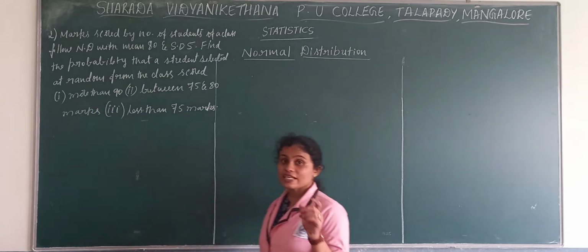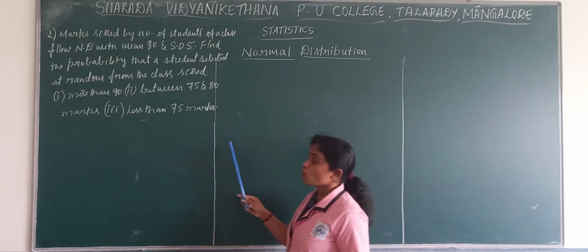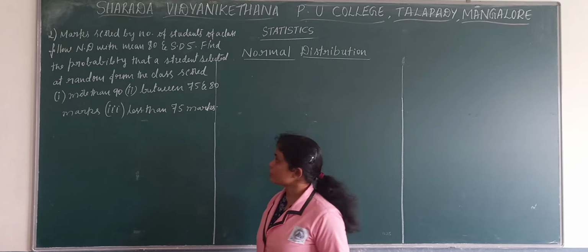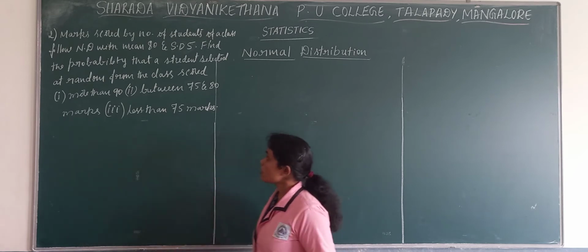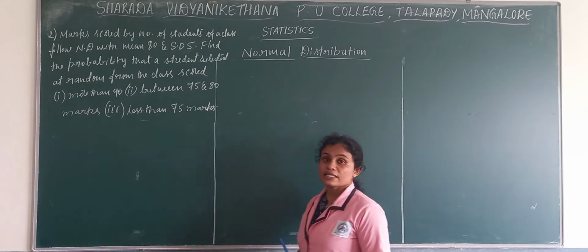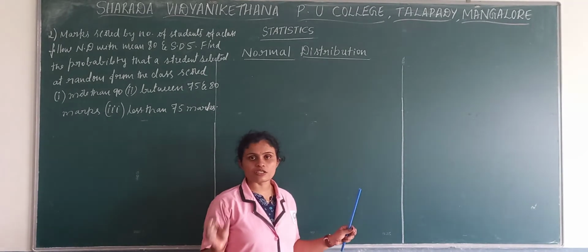First question, see here, they have not given it symbolically. Theoretically they have written more than 90, between 75 and 85 marks, and the last one less than 75 marks. That's what I asked you in the previous session. Are you aware of that property?